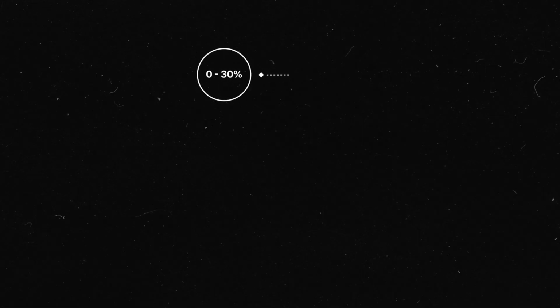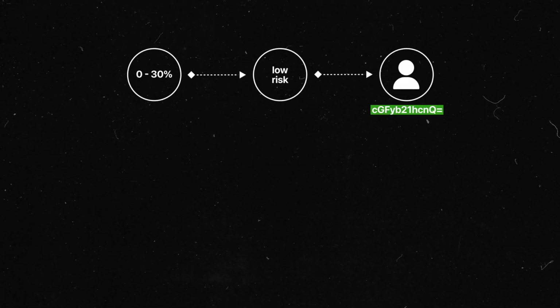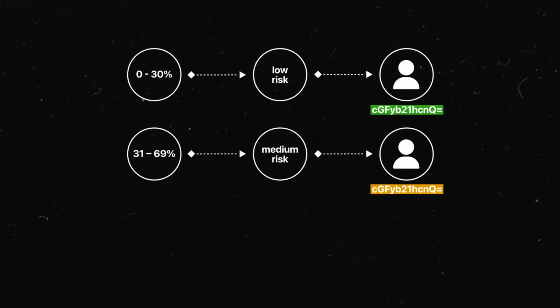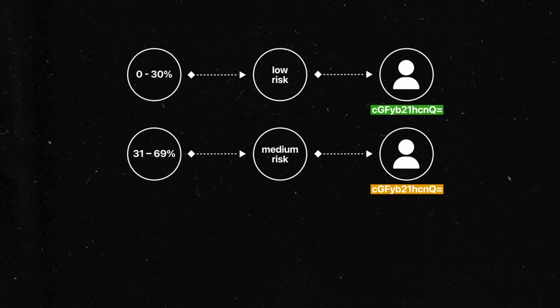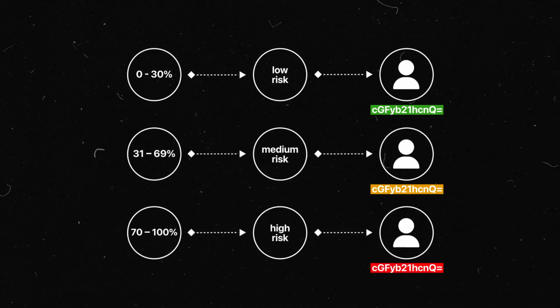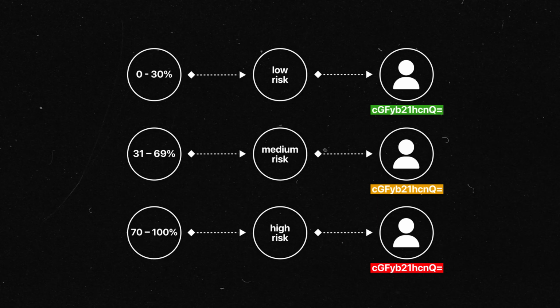A score from 0 to 30% means low risk. A score from 31 to 69% indicates medium risk. There may be indirect links to suspicious sources. A score from 70 to 100% signals high risk. The address is directly connected to illegal activity.